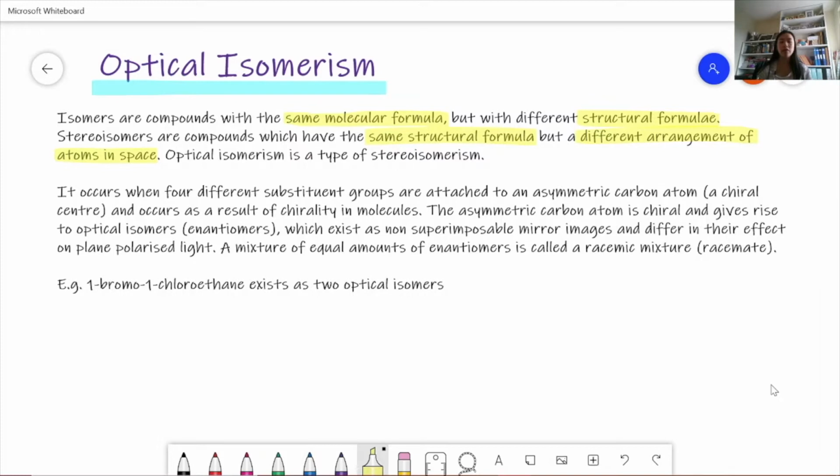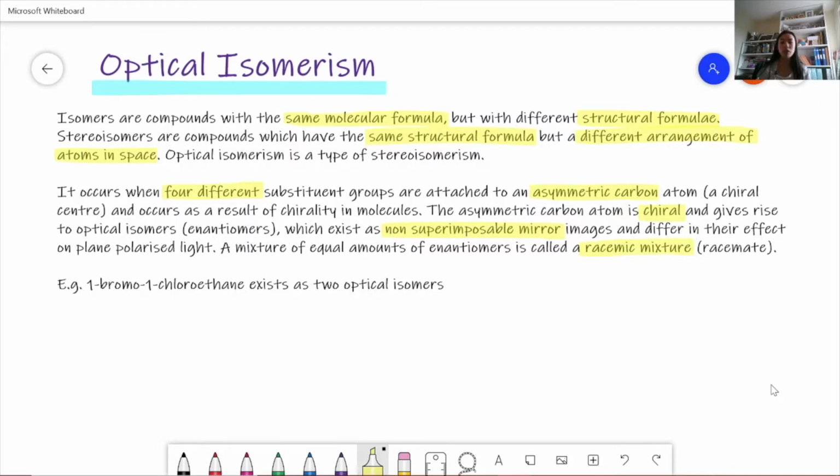And this occurs when we have four different substituent groups attached to an asymmetric carbon. So we call this carbon a chiral center. And this occurs as a result of chirality in molecules. And this asymmetric carbon atom we call chiral, and this gives rise to optical isomers or enantiomers, which exist as non-superimposable mirror images, and they differ in their effect on plane polarized light. A mixture of equal amounts of enantiomers is called a racemic mixture or a racemate.